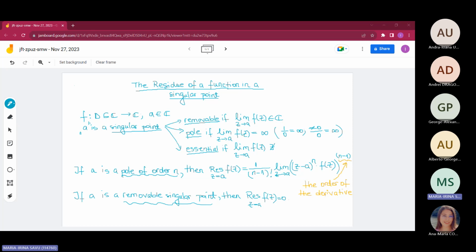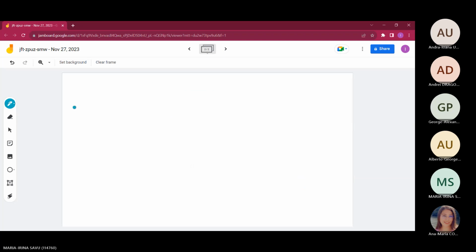And now let's see some examples. In the first example, you have to find the singular points of a given function f and to compute the residues of f in each singular point.